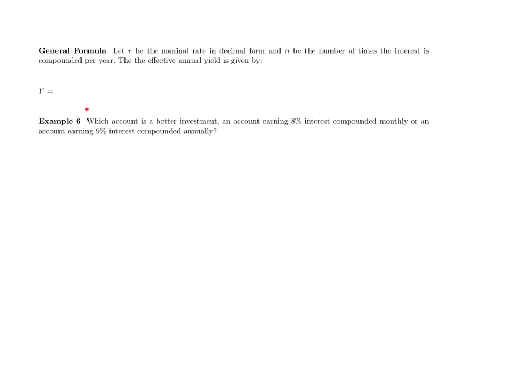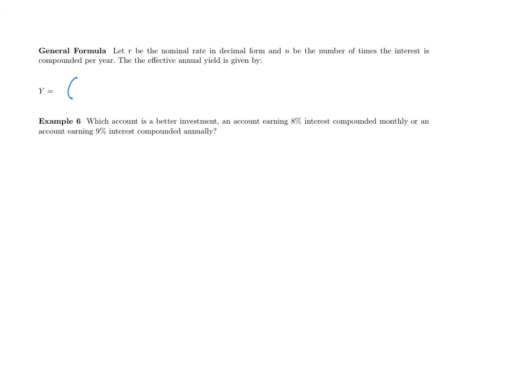Before we look at example 6, let's state a general formula for the effective annual yield. And we'll switch things up just a little bit here. We're going to let r be the nominal rate expressed as a decimal, and n be the number of times this interest rate is compounded per year. The effective annual yield is going to be denoted by this capital Y, and the formula for it is as follows.